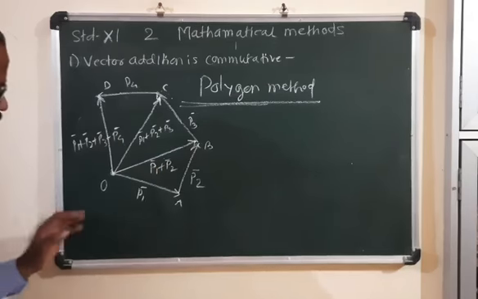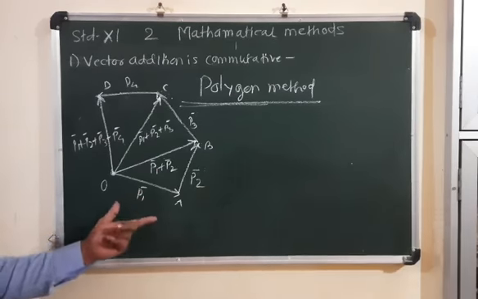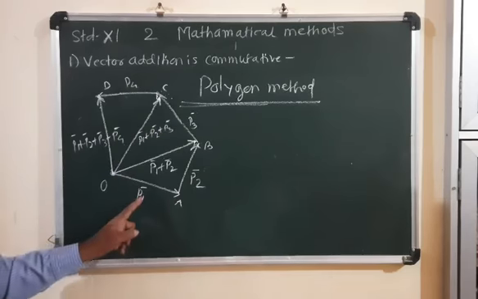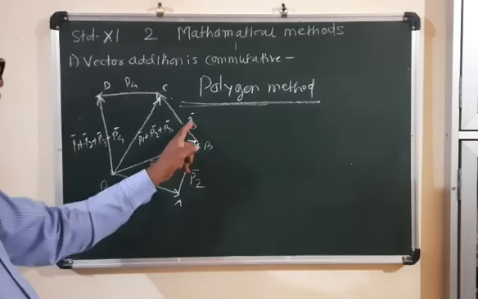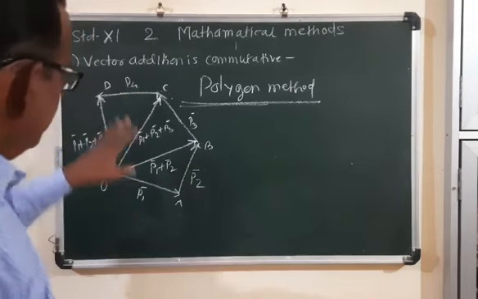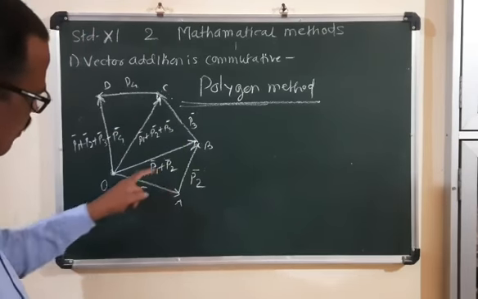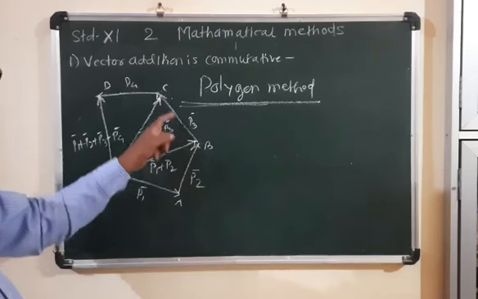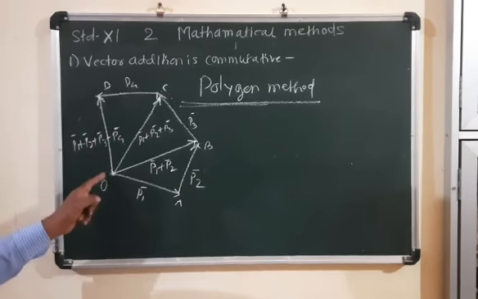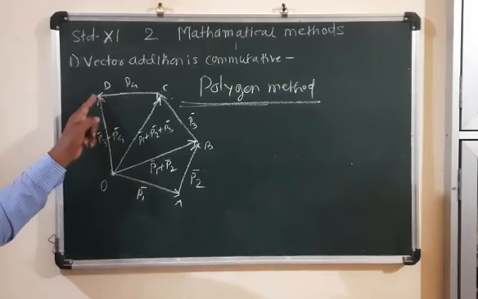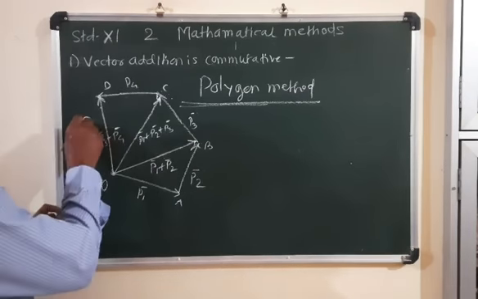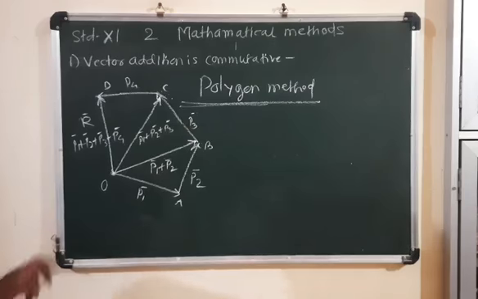We have to explain here. Consider the four vectors OA, AB, BC and CD represented by P1 bar, P2 bar, P3 bar, P4 bar respectively. Then this is the incomplete polygon. The resultant of these vectors is the remaining side of the polygon, which can be drawn from point O to point D. Then OD is the resultant vector, which can be represented by R bar.